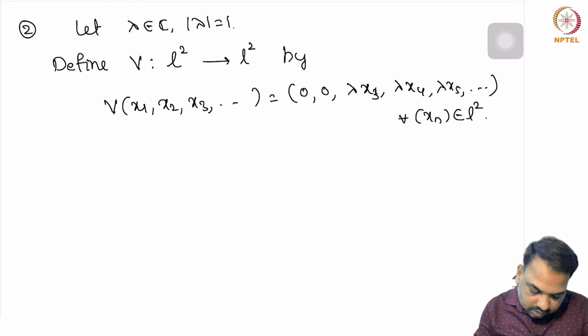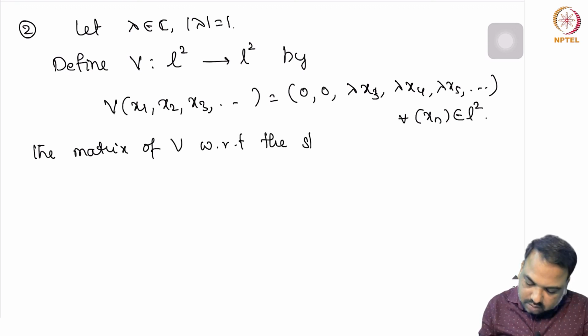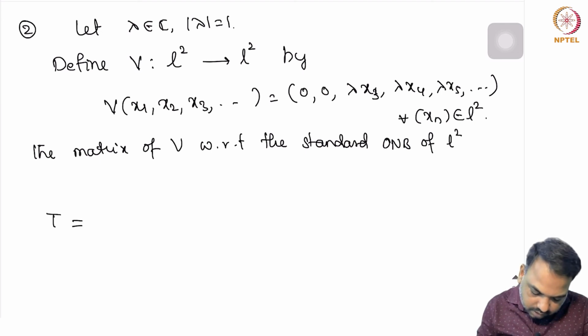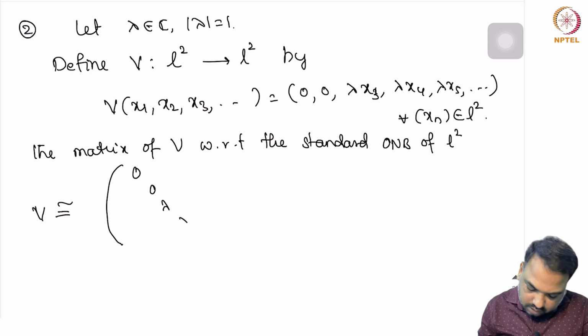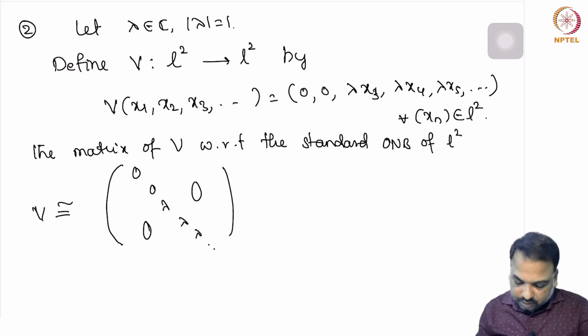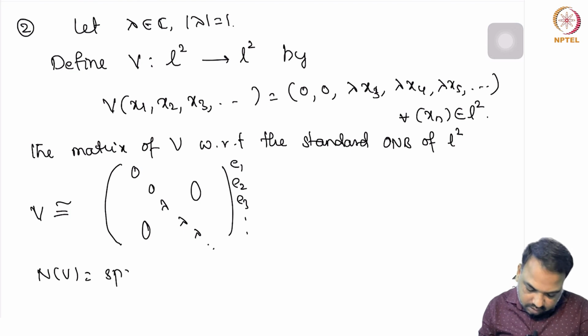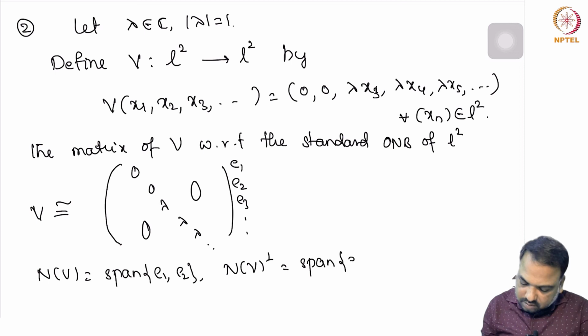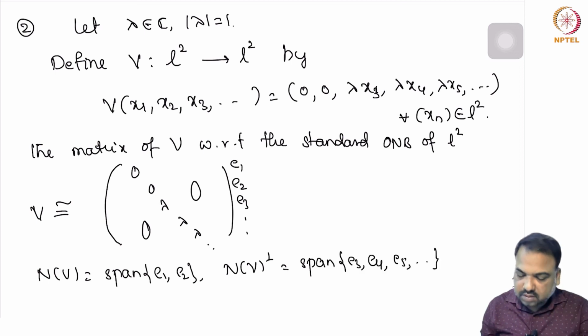So the matrix of V with respect to the standard orthogonal basis of L2 is nothing but zero, zero, lambda, lambda, lambda, and so on. So here this is E1, E2, E3 and so on. Now null space of V in this case is span of E1, E2, and null space of V perp is span of E3, E4, E5, and so on. Okay.